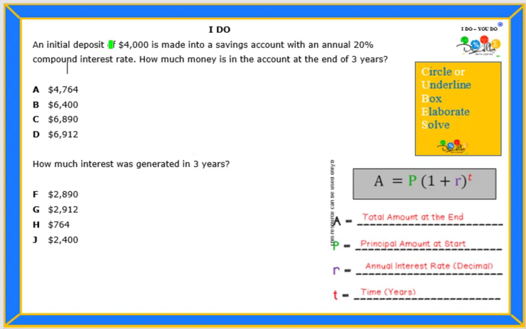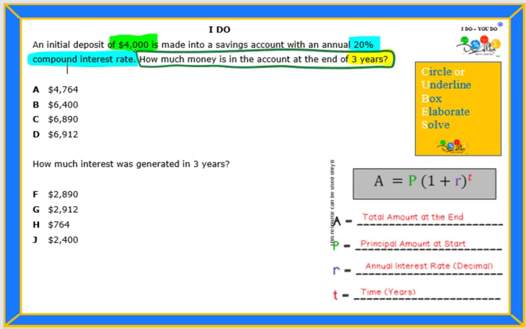An initial deposit of $4,000 is made into a savings account with an annual 20% compound interest rate. How much money is in the account at the end of 3 years? So once again, our question says, how much money is in the account at the end of 3 years?